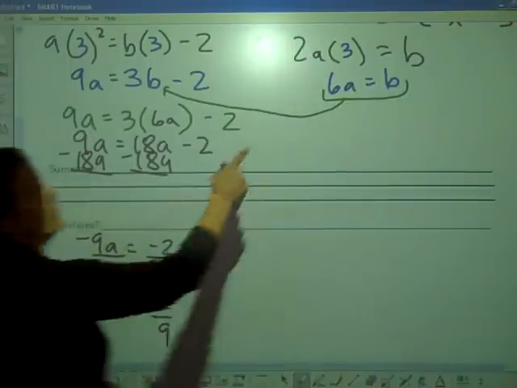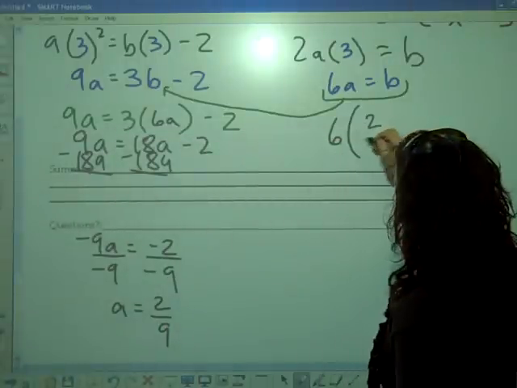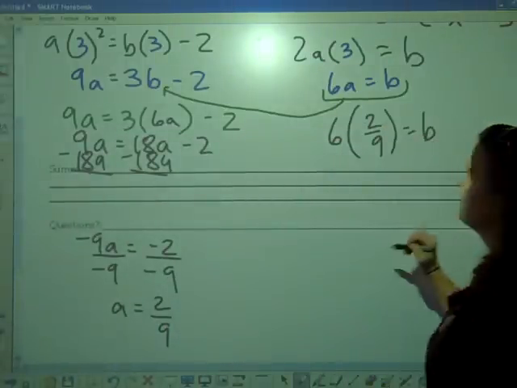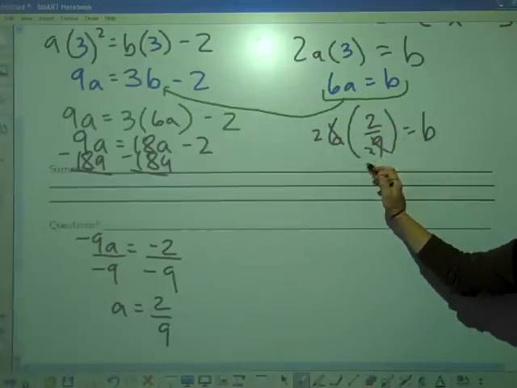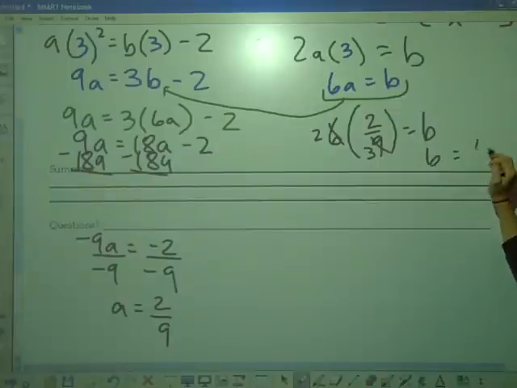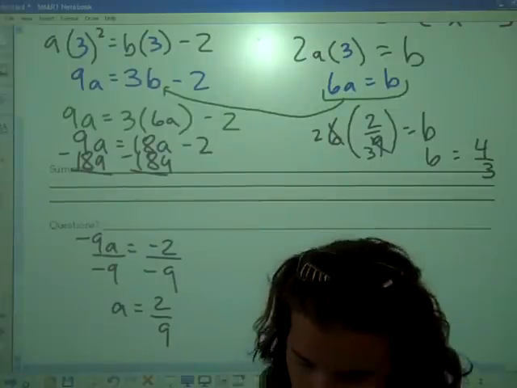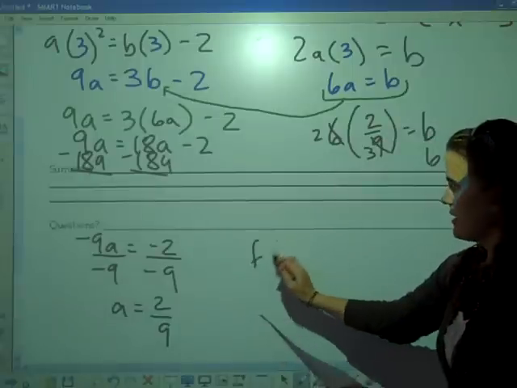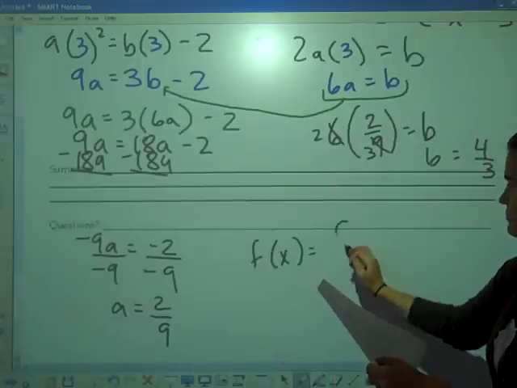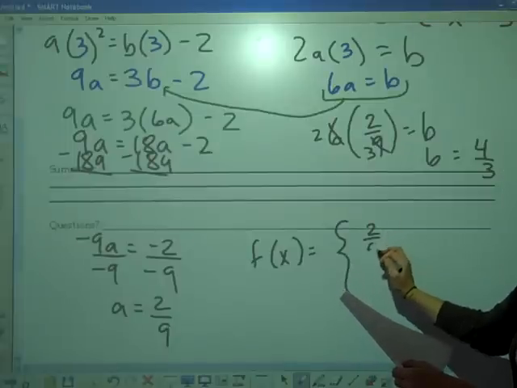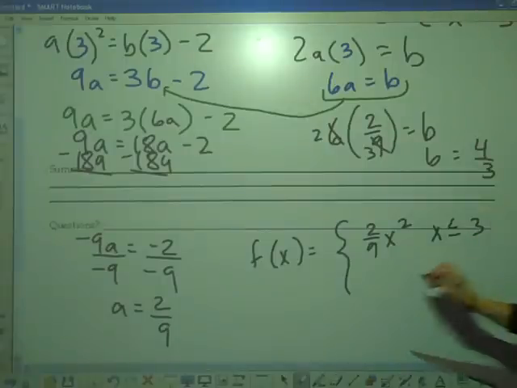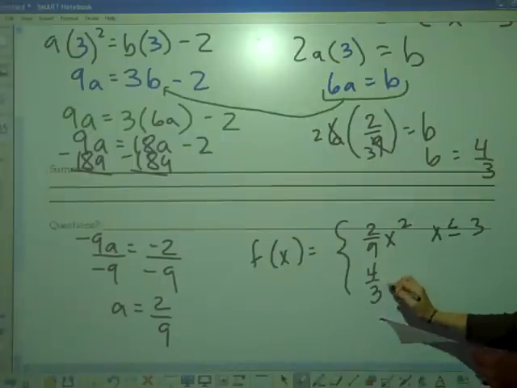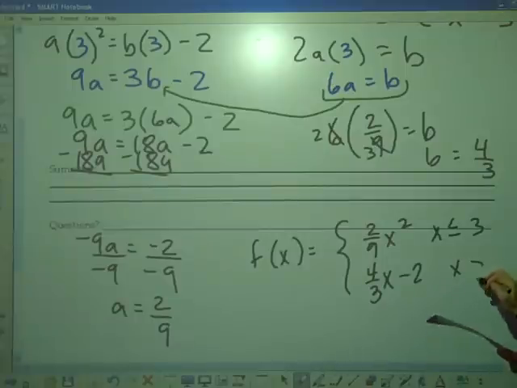If a equals 2 ninths, if we plug that in right here, 6 times 2 ninths, I do have equal b. That gives us, what, 6, 3 goes in there 2 times, 3 goes in there 3 times, so we're left with b equals 4/3. Okay. So if we put that back into the equation, we would have that f of x equaled, a was 2 ninths x squared, if x was less than or equal to 3. And this is telling us that our b value is 4/3 x minus 2, if x was greater than 3.